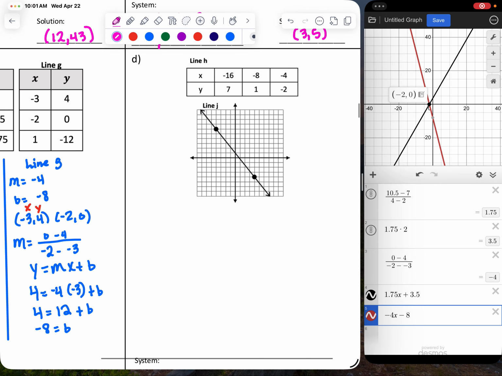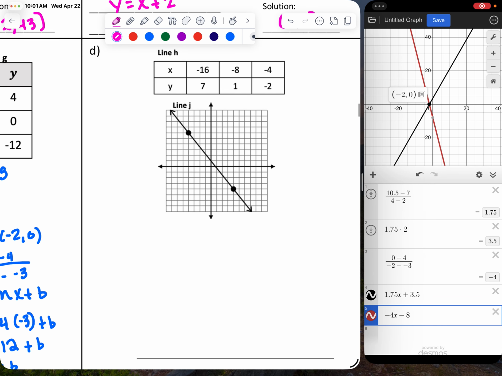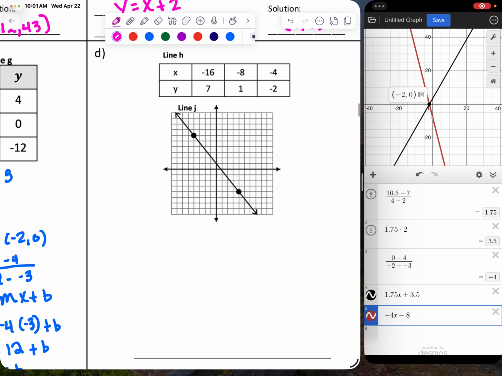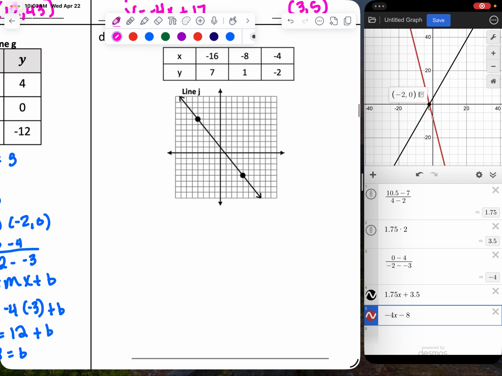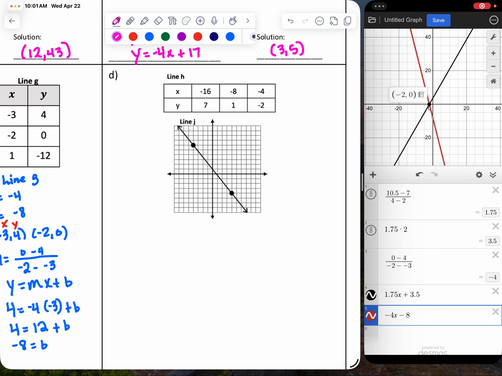All right. Now, in problem D, we're given a table and a graph. So what I'd like you to do is pause the video and try to write the system for the table and the graph on your own. All right, welcome back. Let's see how you did.